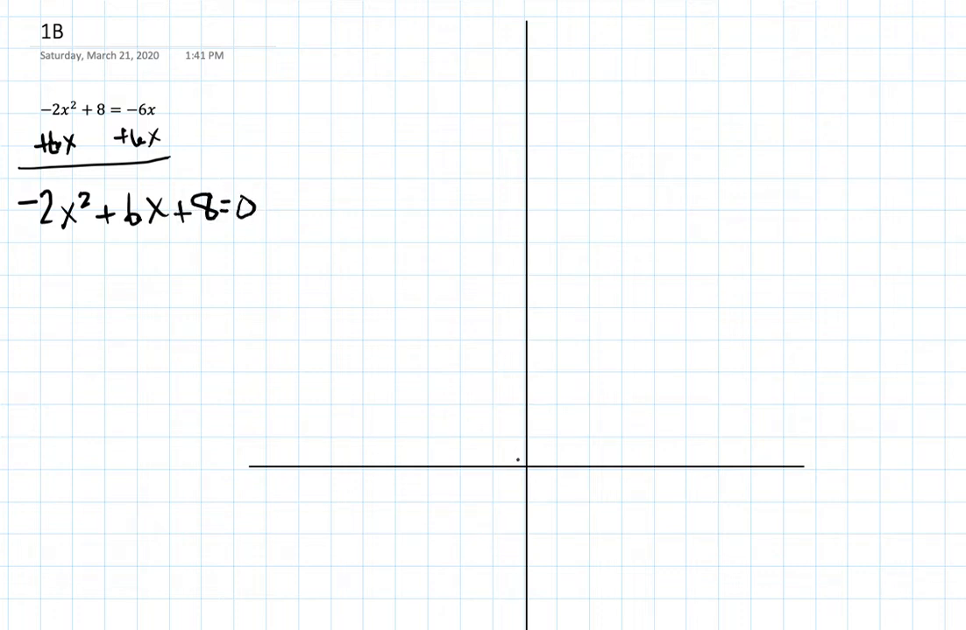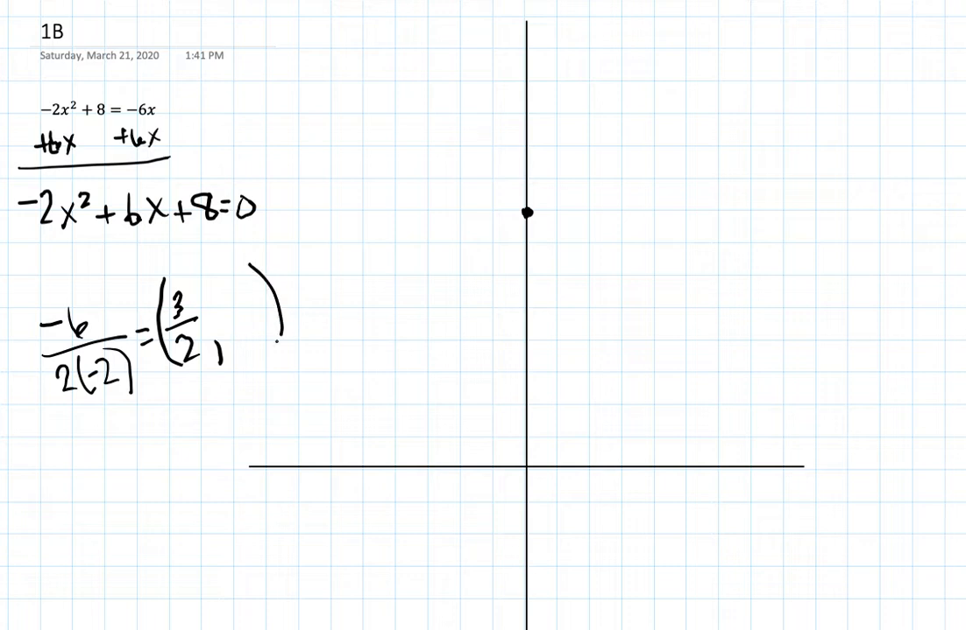So I'm going to start graphing this. I think I'll just plot my y-intercept first: 2, 4, 6, 8. I know it's going to open down because of this negative, and I want to get my vertex. So negative b would be negative 6 over 2 times negative 2. So I have 6 over 4, or 3 over 2, so that's 1.5. And then I'm going to plug that 1.5 in to get the y value of my vertex.